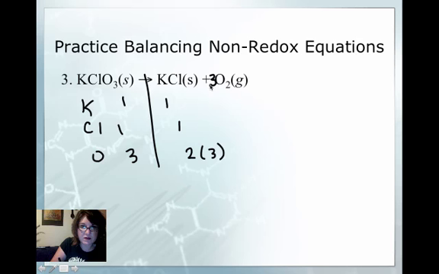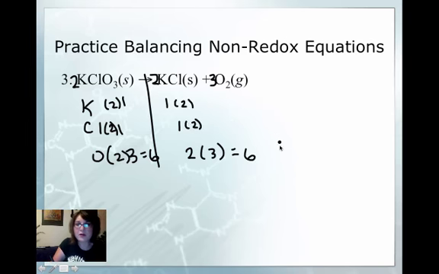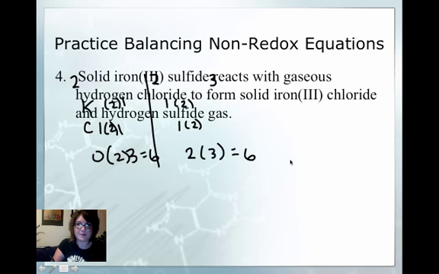I need to have 3 oxygens. That only changed the oxygen. So now let's come back over here and get 6. Multiply oxygen by 2. And now I messed up my potassium and my chlorine. So I got to go back on the other side and fix it. Multiply these both by 2 by putting a 2 right in front. You probably could have balanced this one by inspection, but I used the table just to be thorough and help you step it through.